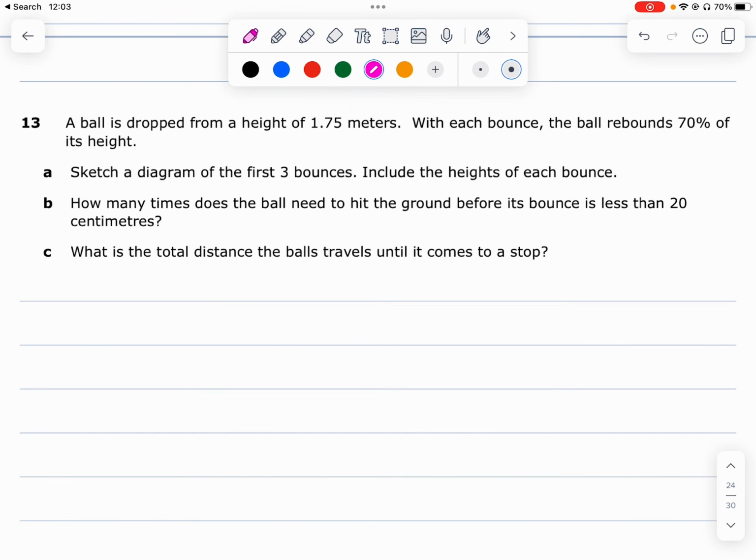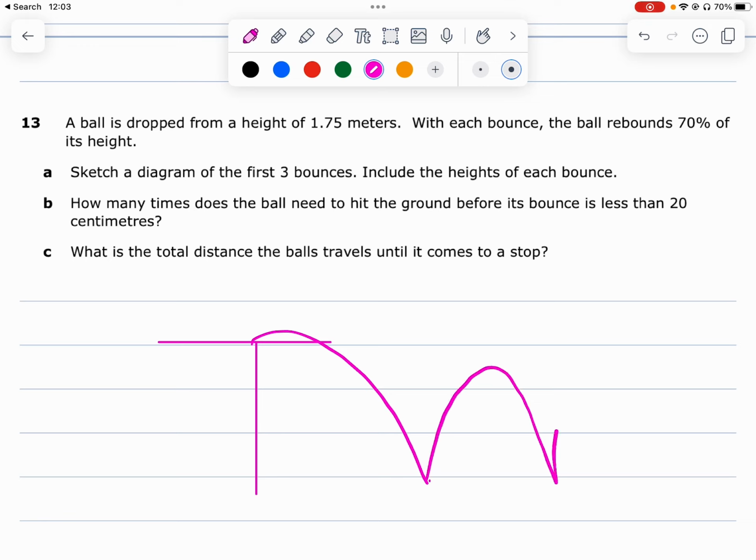Question number 13. A ball is dropped from a height of 1.75 meters. So what am I doing? I am dropping from a height of 1.75 meters. With each bounce, it bounces to 70% of its height. Sketch a diagram for the first 3 bounces. So this is the first bounce, this is the second bounce and this is the third bounce. Include the heights of each bounce.